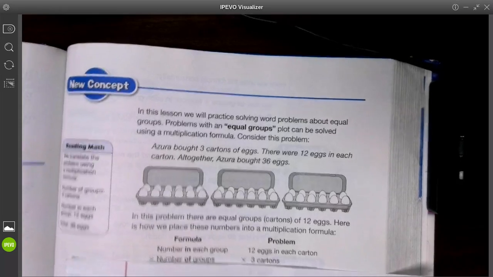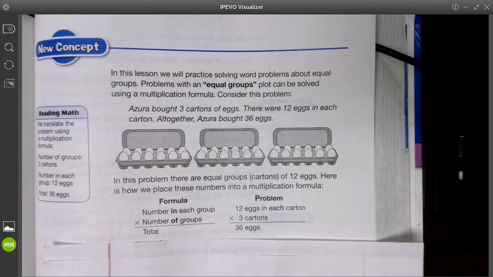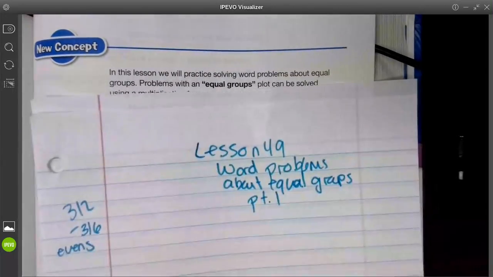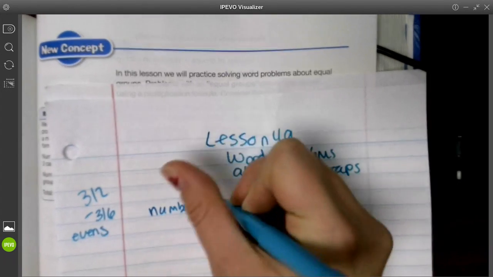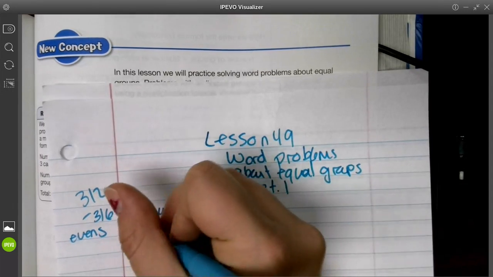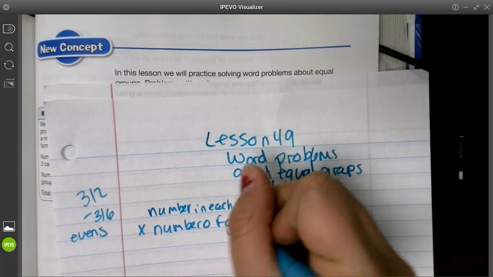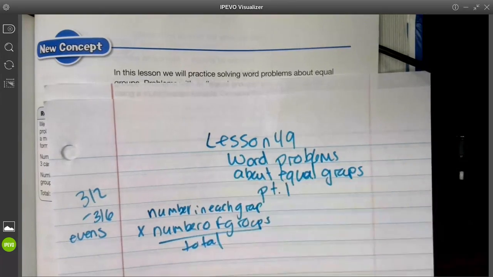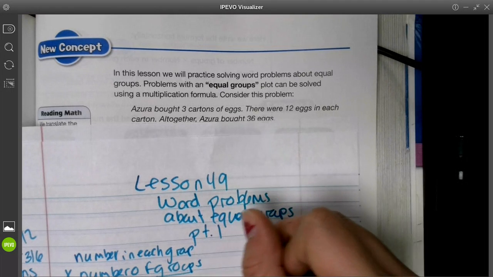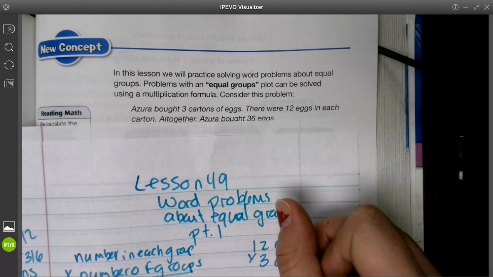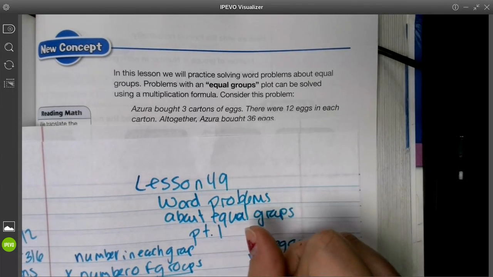So here's how we can solve this using a formula. Our formula: number in each group times the number of groups equals our total. We're going to copy that into our math notebooks. Number in each group times the number of groups equals our total. In this case, there's 12 eggs in each group. There are 3 containers, or cartons. So there are a total of 36 eggs.